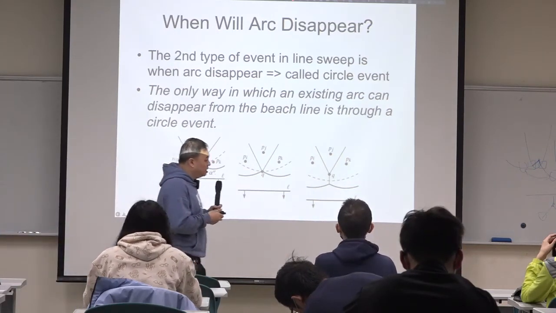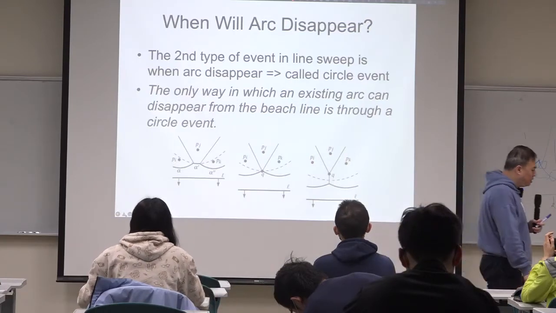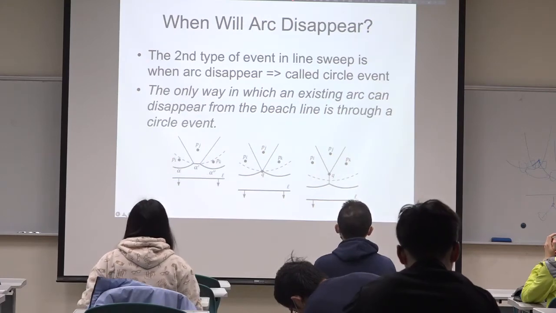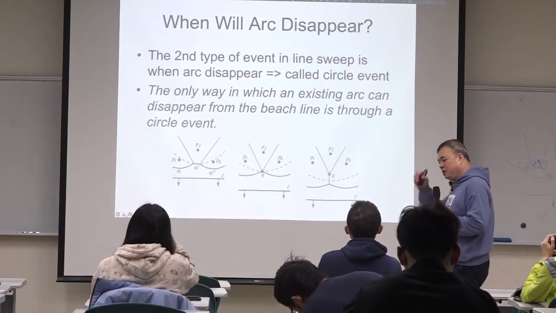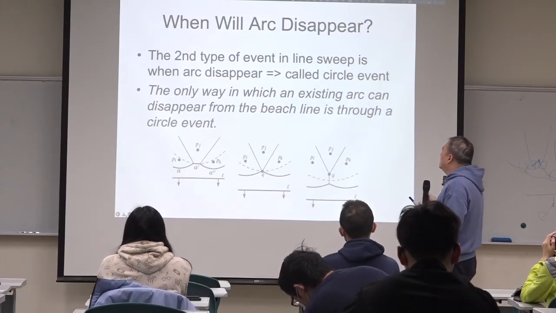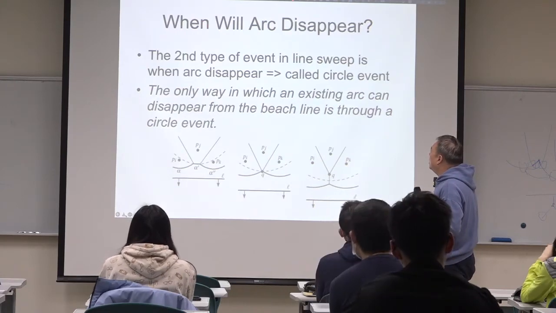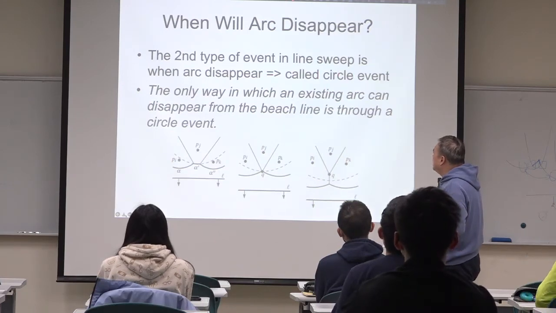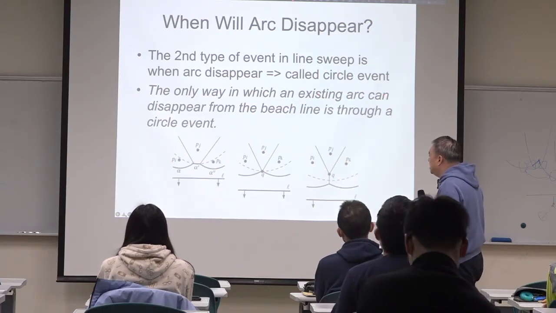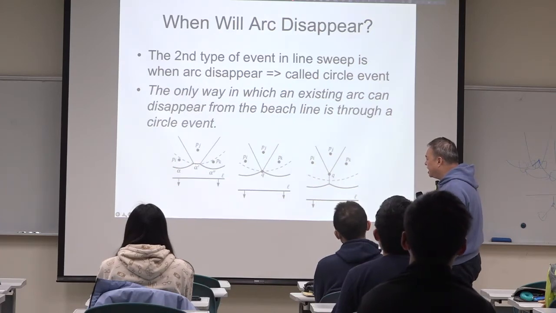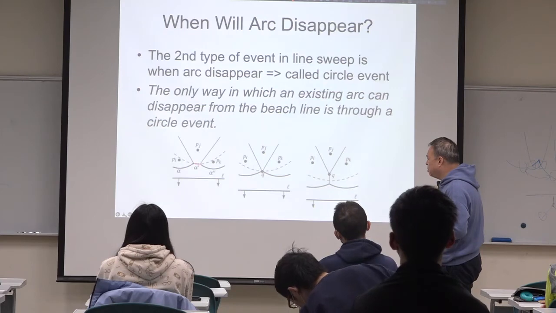Okay. So we talked about the site event already, right? There's another event that we need to discuss, which is exactly the opposite of what we just mentioned that was impossible. When will an arc disappear? The second type of event, we call that circle event. You can see, when this straight line goes down, some arcs may become smaller and smaller eventually.